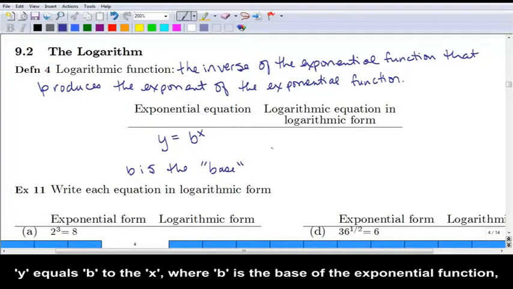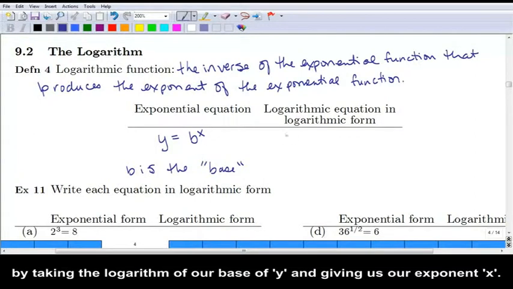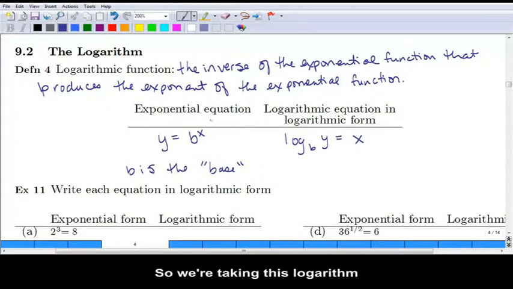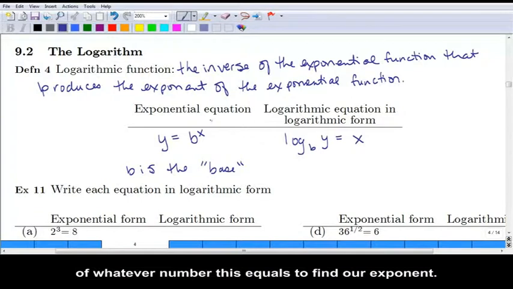of the exponential function, then the logarithmic equation would end up giving us this x value by taking the logarithm of our base of y and giving us our exponent x. So we're taking this logarithm and applying it on both sides to get the logarithm of whatever base we're given of whatever number this equals to find our exponent.